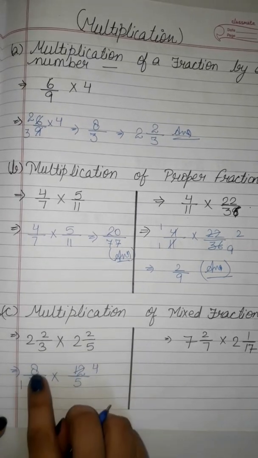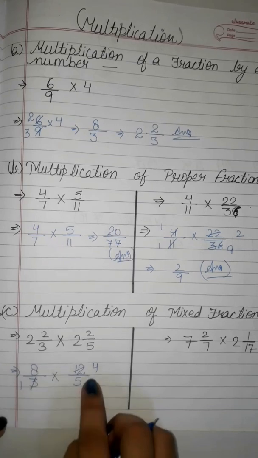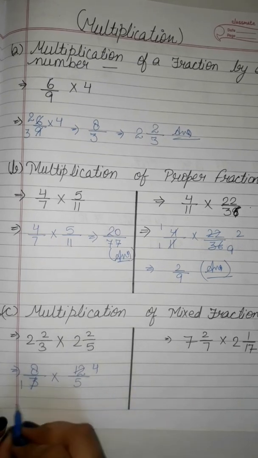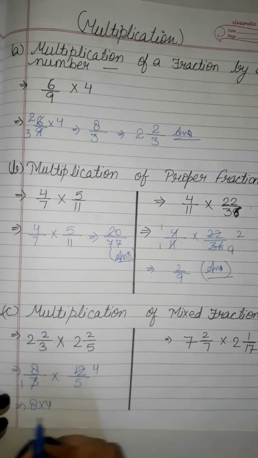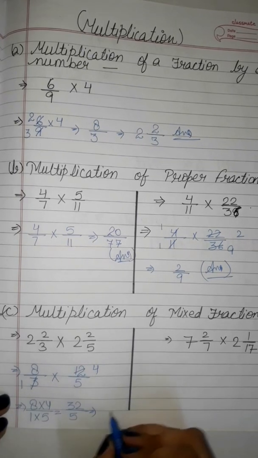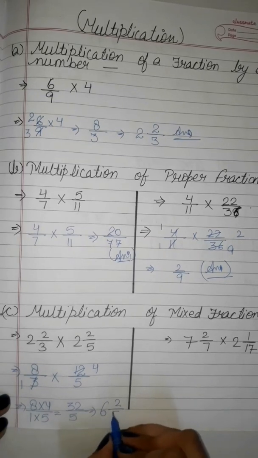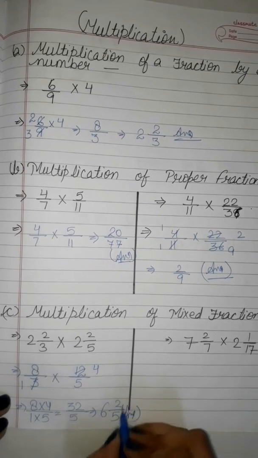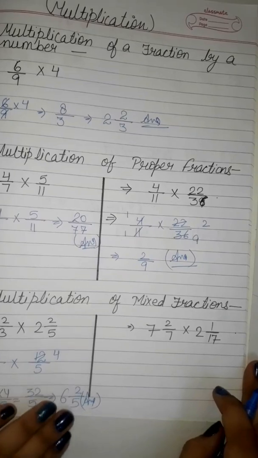Now this 4 and 8 we cannot divide, because both are numerators. So we can write 8 into 4 by 1 into 5. We get 32 by 5. And change into mixed, we get 6 whole 2 by 5. This is the answer. See one more example.